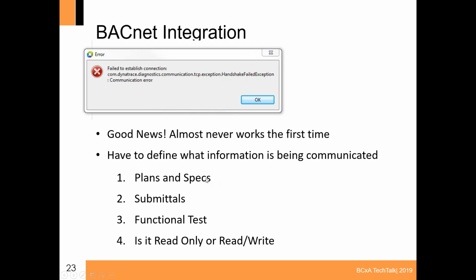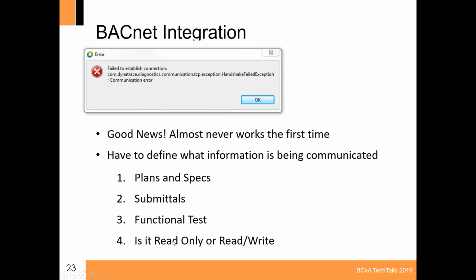That should really be determined at the plans and specs level by the consulting engineer. It should also be in the controls contractor's submittals, and it should also be in your functional test to verify every object that's supposed to be communicated between the BACnet device and the control system is there.